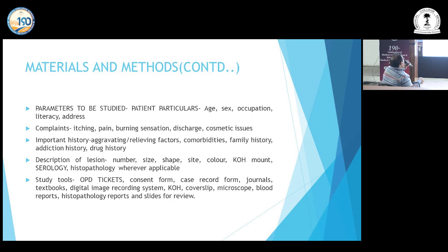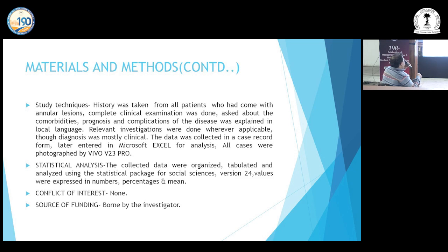I included all patients of all ages and both sexes presenting with annular eruptions to the dermatology OPD. Parameters studied were socio-demographic parameters, symptomatology and description of the lesion, that is number, size, shape, site, color. Important investigations were done and study tools included in the study. The history was taken, complete clinical examination was done, Microsoft Excel was used for analysis and SPSS 24 was used for the statistical analysis.